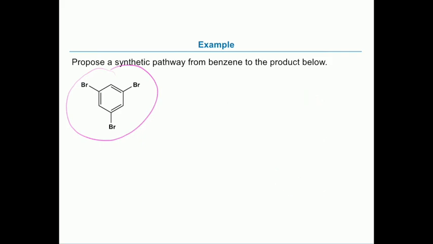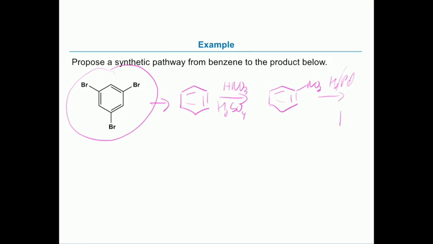So instead, a better option here might be to start off with benzene as before. Let's nitrate it first. I'm going to use my HNO3 and sulfuric acid, and we'll put a single nitro group on there first. Now that I've installed that, I can carry out my reduction, H2 and palladium, and that gets me to my aniline. So I'm going to get my aniline from this one here.